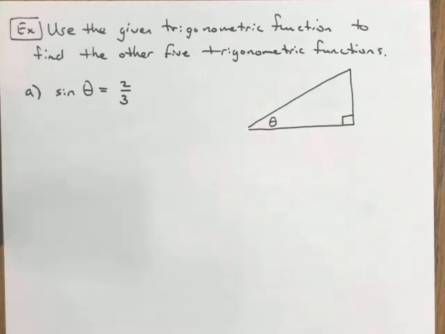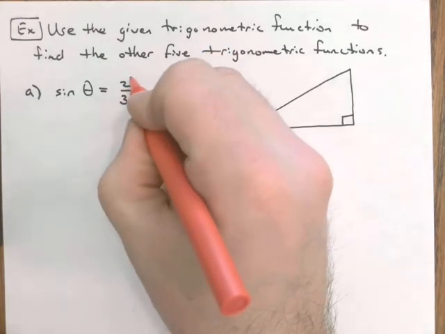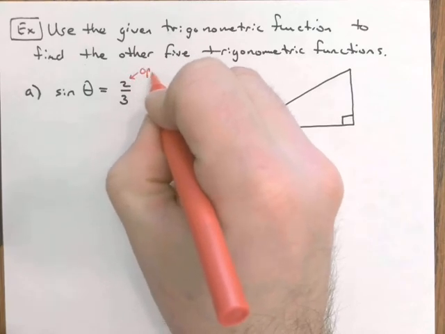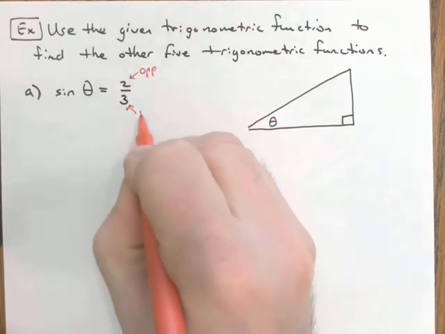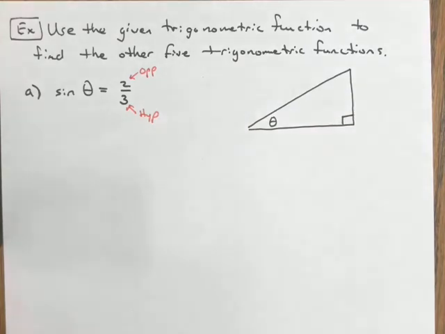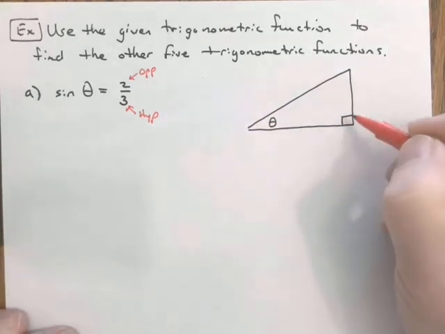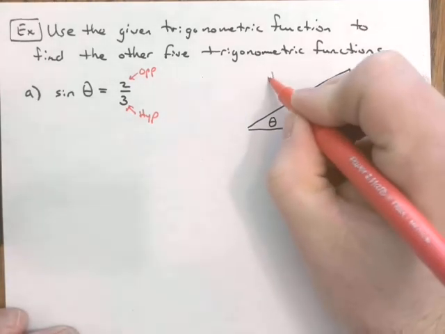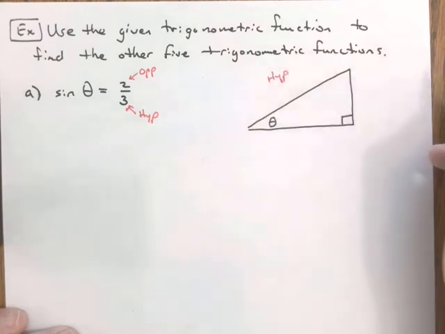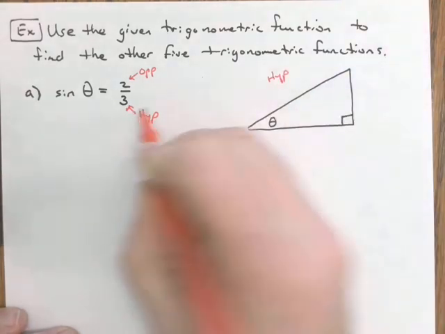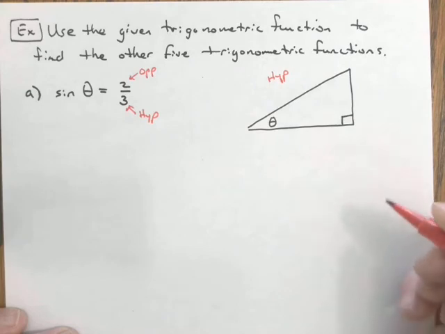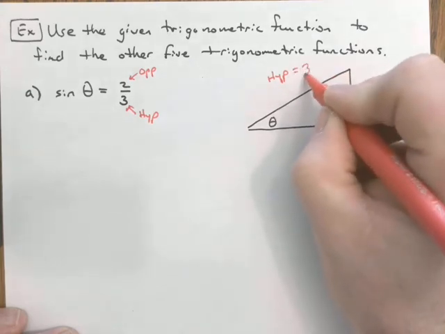And we know that the sine, that is the opposite side over the hypotenuse. That's the SO part of SOHCAHTOA. So I can label my triangle sides that way. Hypotenuse is across from the right angle, so the hypotenuse is going to be here. And I know the hypotenuse, based on that fraction, is 3.